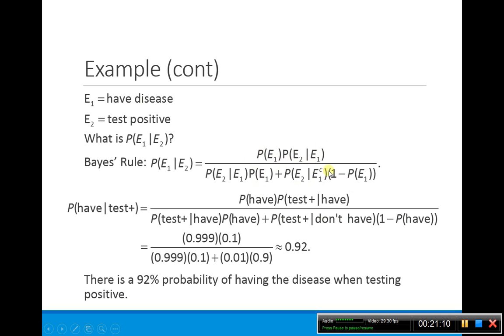So if you go back and look at what you have on the other side, the probability of testing positive given that you had the disease we said was 0.999. The probability of having the disease was 0.1. So here we have those filled in. The probability of testing positive if you don't have the disease, we had that on the previous slide also. And we had the probability of having the disease, so we can take 1 minus that. So you get about 92% probability of having the disease when testing positive. So there's an 8% chance that you don't have the disease.